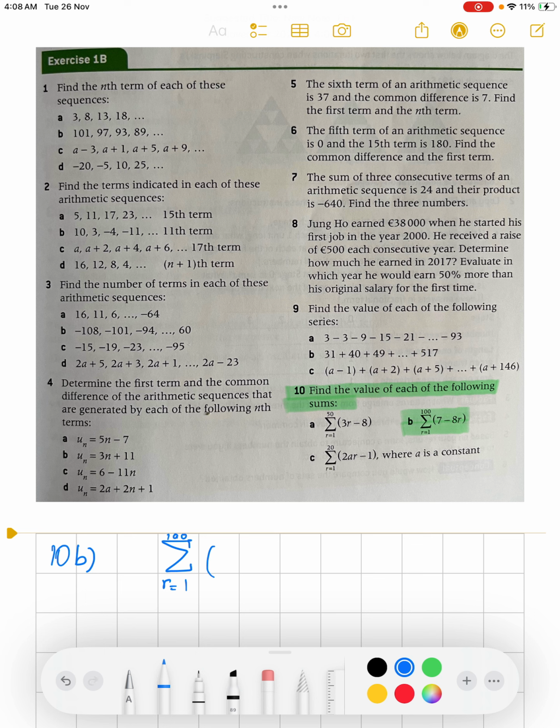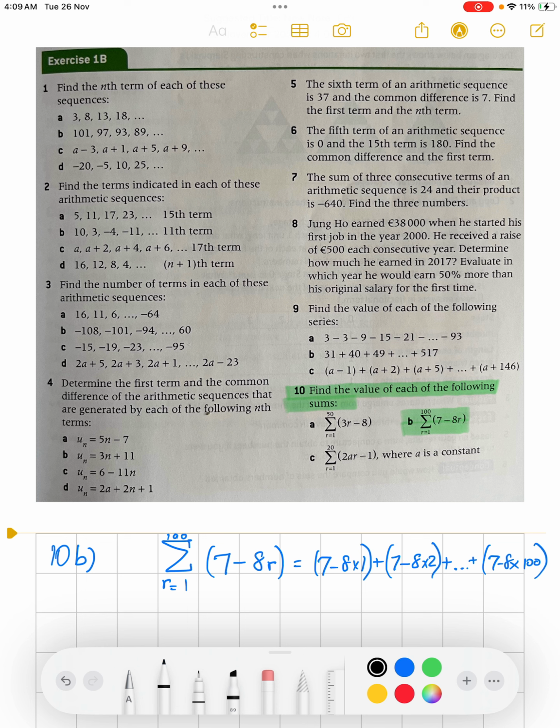And the general term for each term is 7 minus 8r. Well, if you substitute 1, this is 7 minus 8 times 1. That's the first term. The second term is 7 minus 8 times 2. And we're going to, well, not multiply, we're going to add all of these terms up to 7 minus 8 times 100, which is the value above the sigma notation.